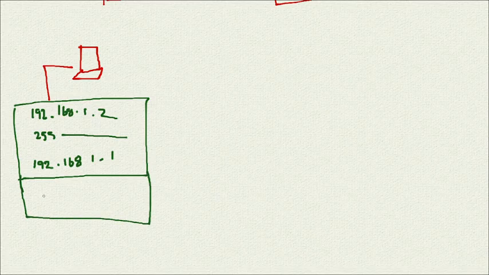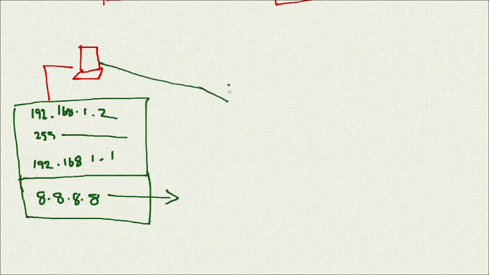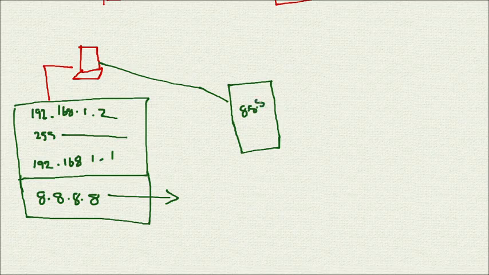So here the preferred DNS is 8.8.8.8. It will not be a Google server, it will be a Google DNS resolver. So now I want to reach the DNS resolver. Here it is 8.8.8.8, which means some router.